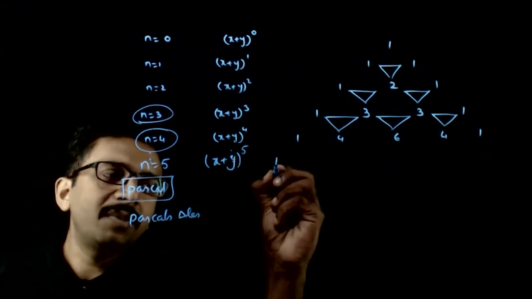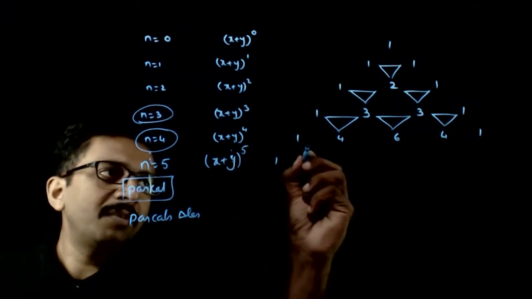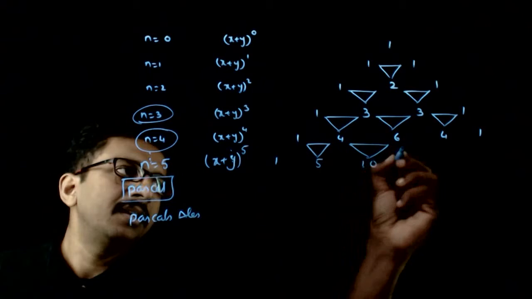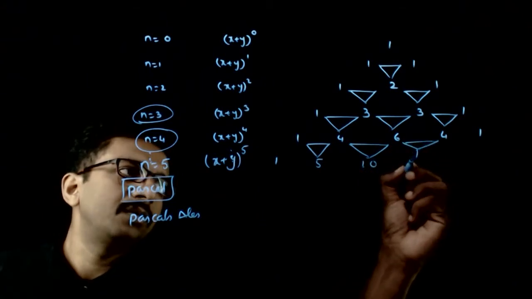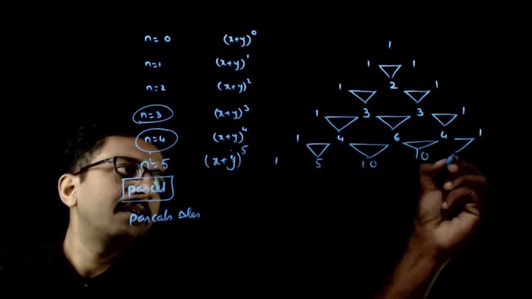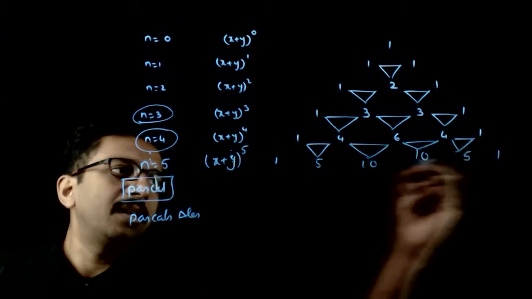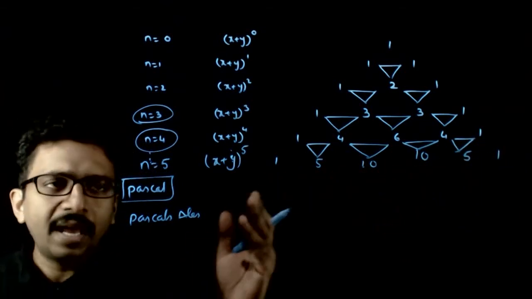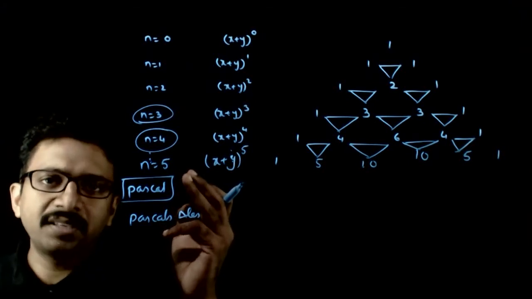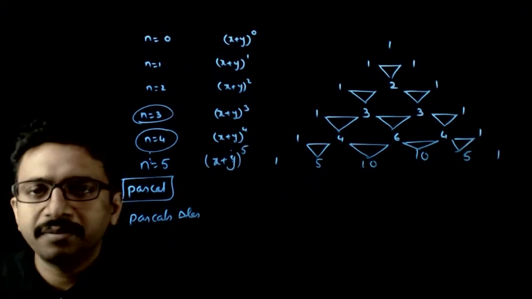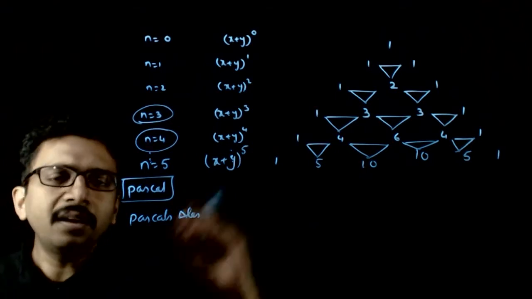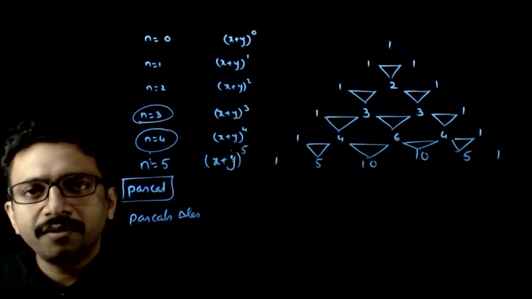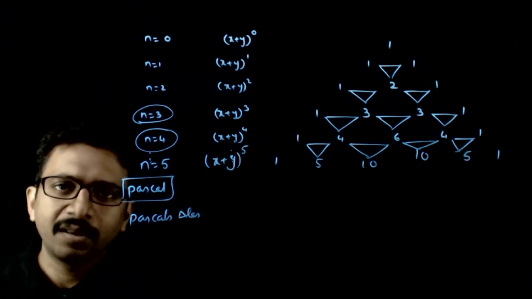The first number will be 1, there is no doubt about it. The second number will be the sum of these two, that is 5. The third number will be the sum of these two, 10. The fourth number will be the sum of these two, which is again 10, then 5, and the periphery will be 1. So these are the 6 coefficients that you get. If you want coefficients for n is equal to 6, you just need to follow this pattern. Using this pattern, you can sequentially find the coefficients for any n.